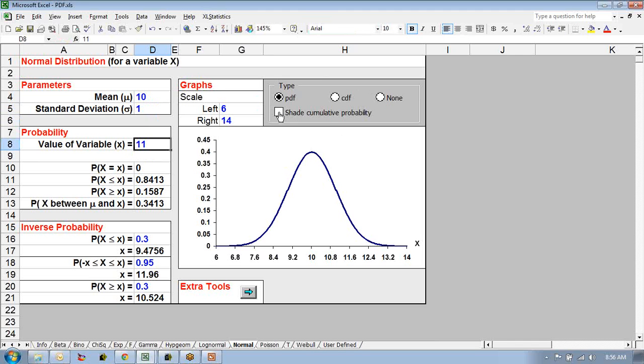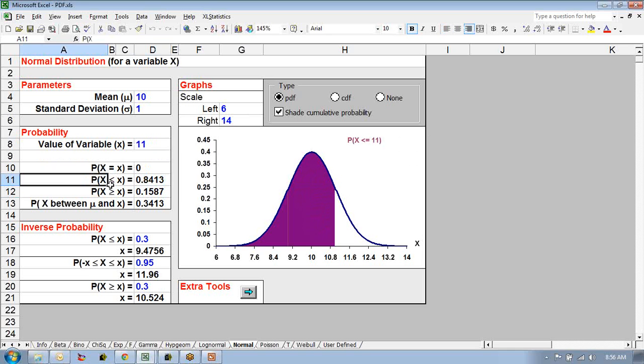If we click on the shade, that's the picture of what we're looking for. And this shows us the probability that x is less than 11. Now coming down here, we can see that there are various things. This probability that cap X is less than little x is what we're looking for, and it says here 84%. Okay? So our answer here should be 84% of the time we would expect to be less than 11 with a mean of 10, standard deviation of 1.